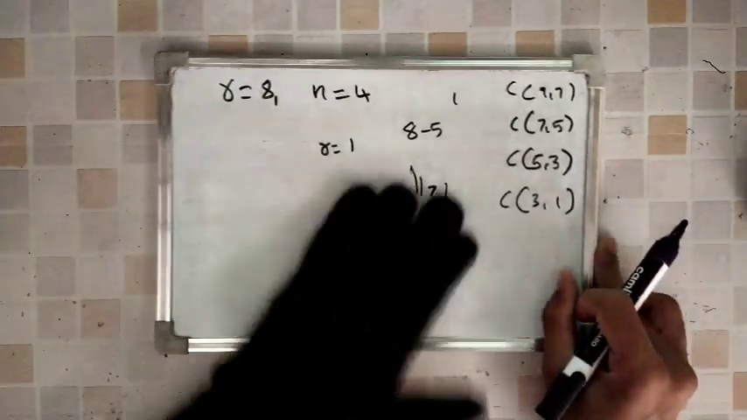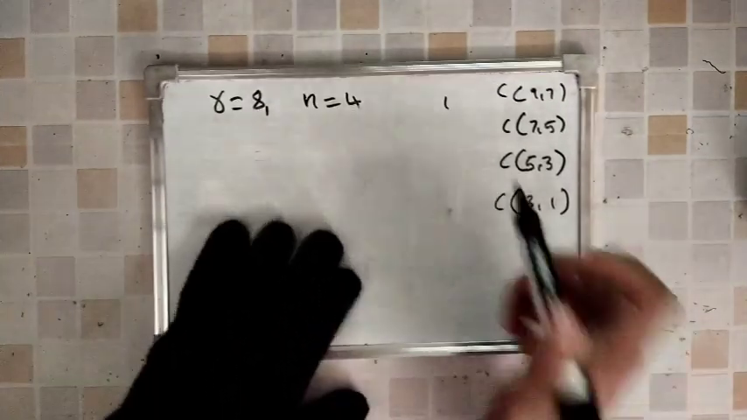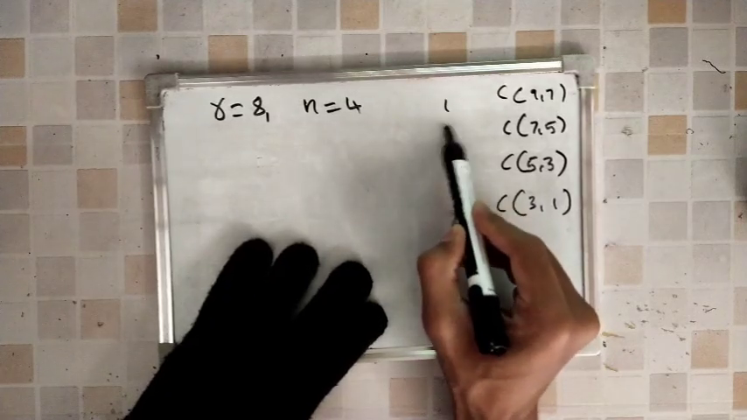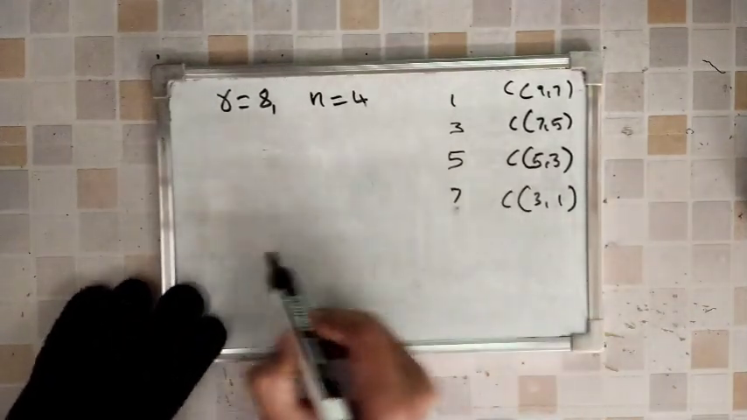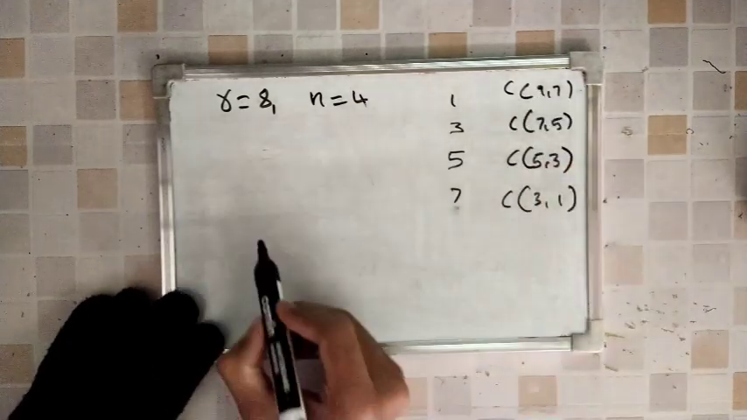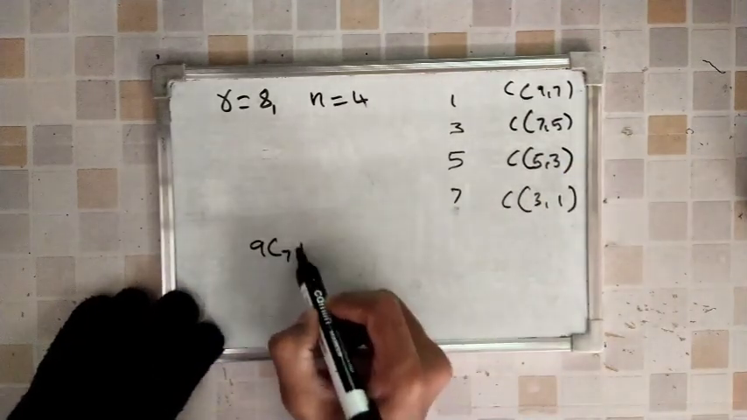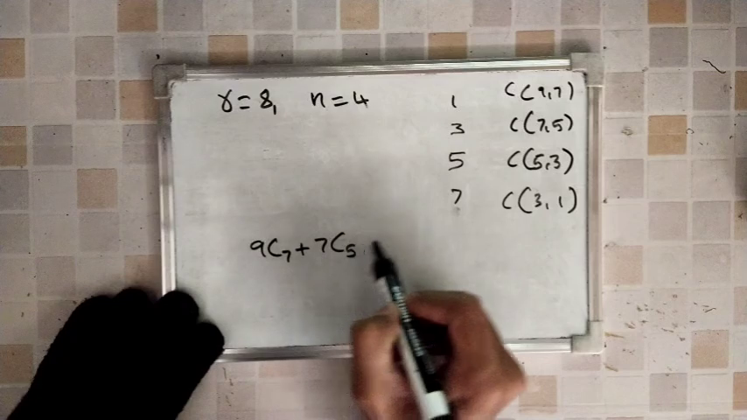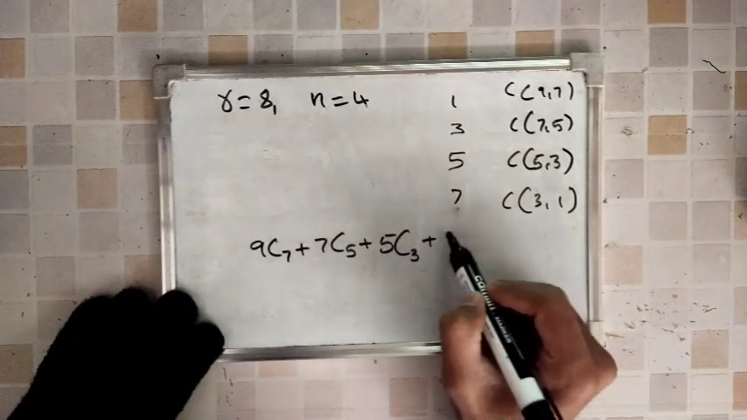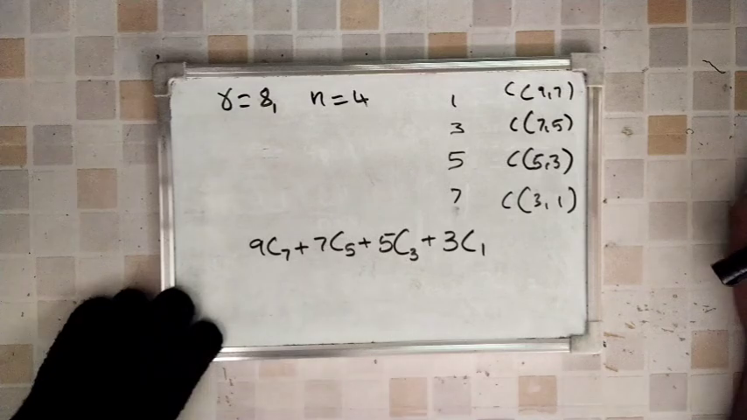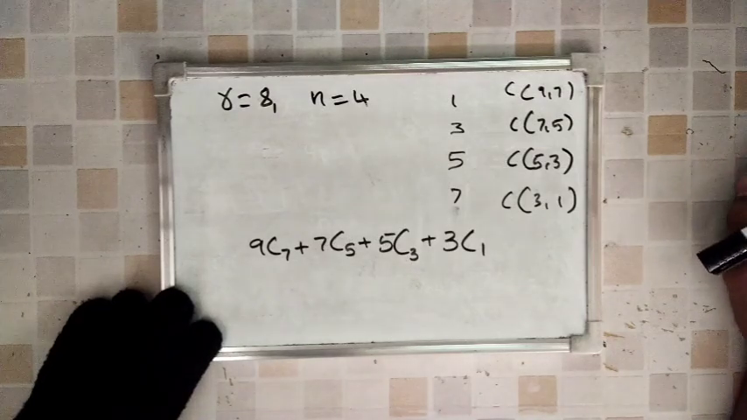Okay, you understood, right? So when I am inserting 1 marble in the fourth container, 3 marbles, 5 marbles, 7 marbles, what will be my final answer? So C(9,7) is nothing but 9C7 plus 7C5 plus 5C3 plus 3C1. You have to add all these answers now.